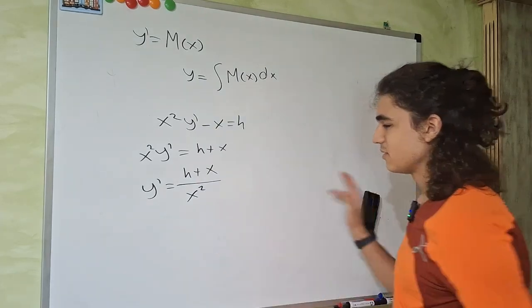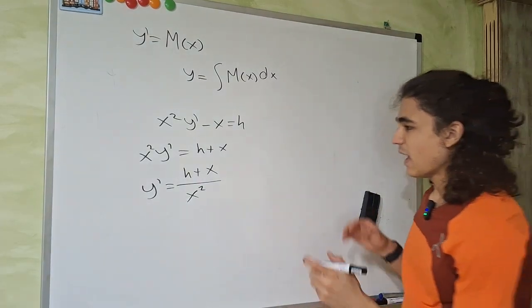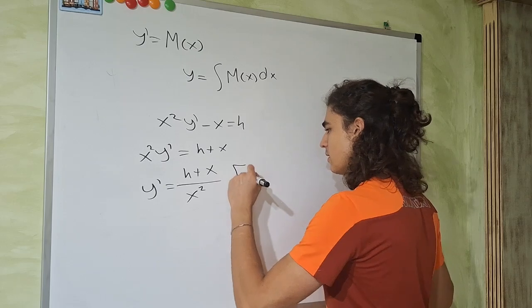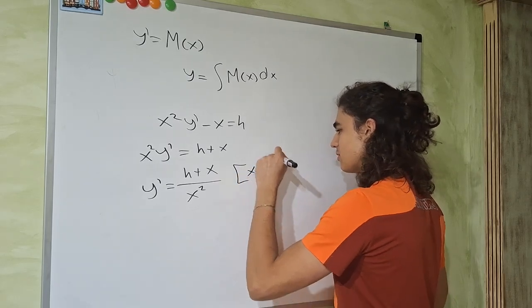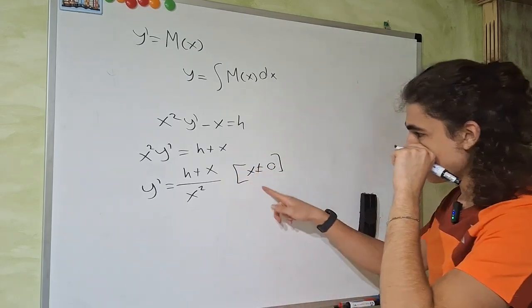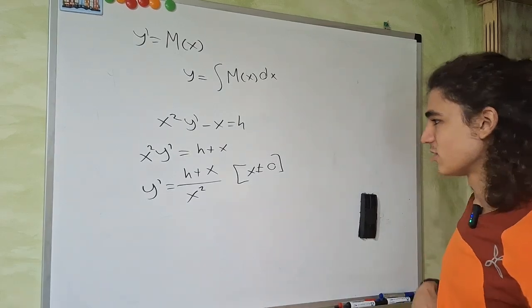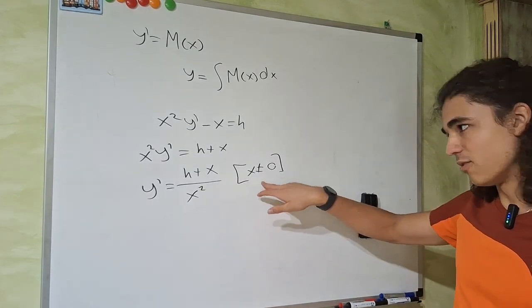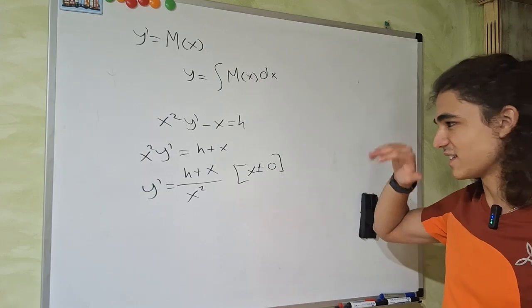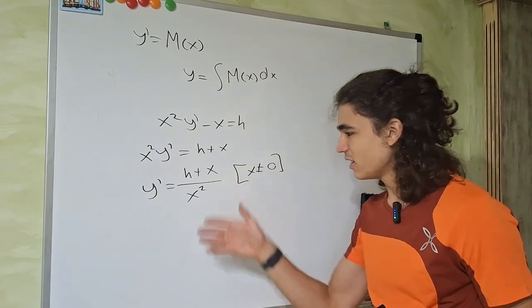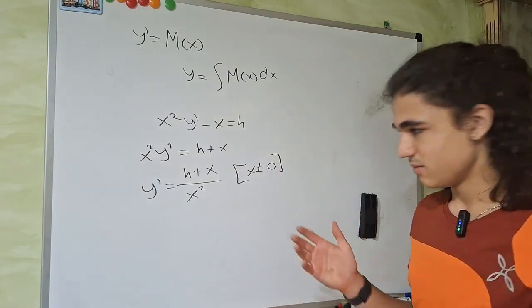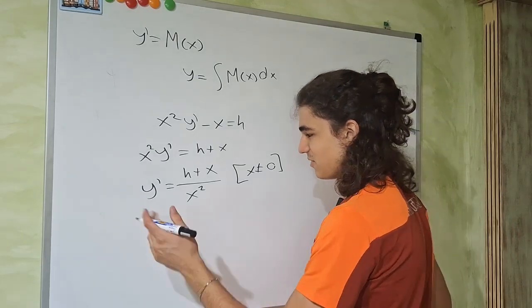But now there's something that has to be said. x cannot be equal to 0, of course, because if x were 0, then we would have a 0 in the denominator, and that is not allowed. So keep track of all the things that are defined and aren't. Now, here we have the function. That's also a trivial thing to do.